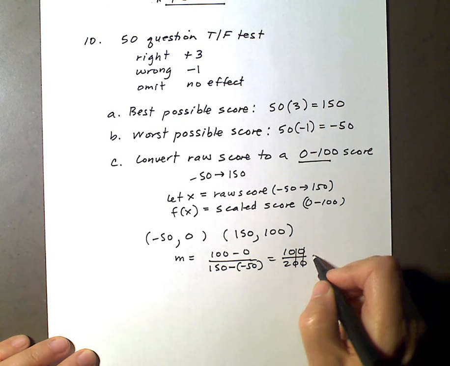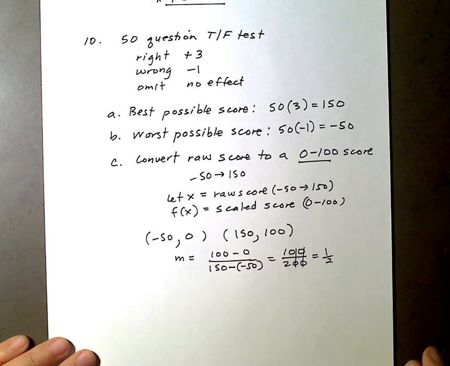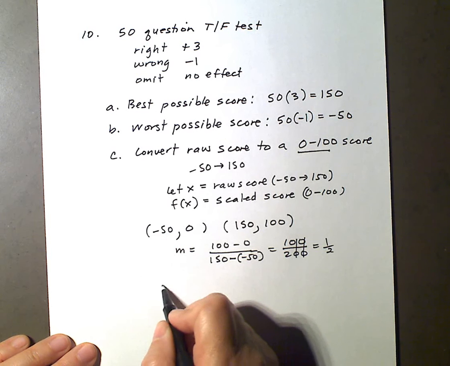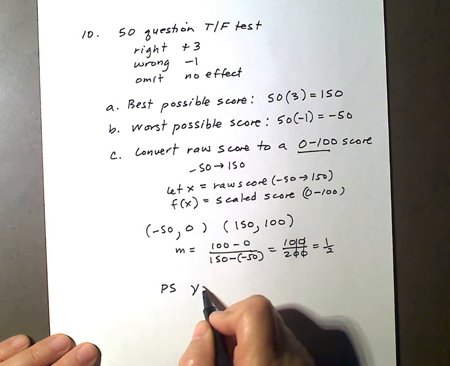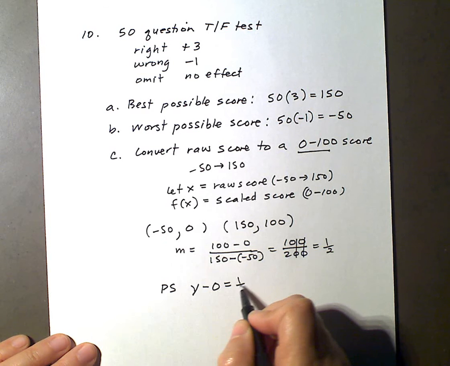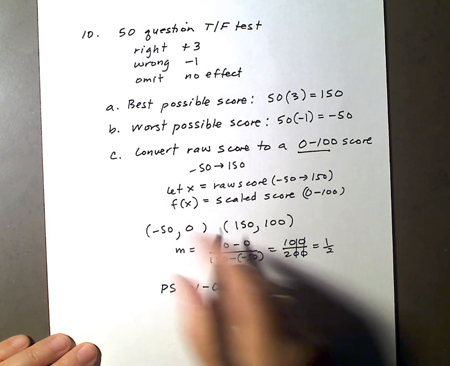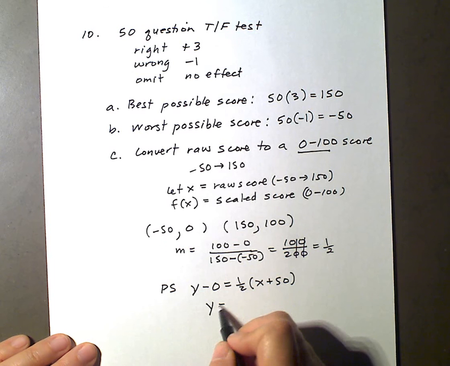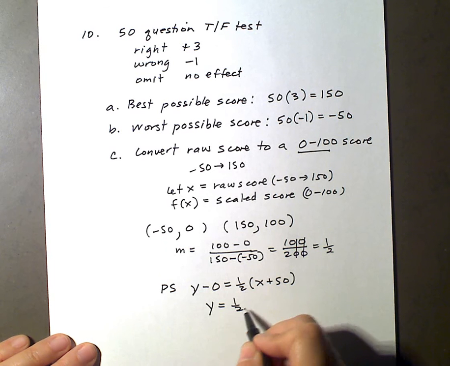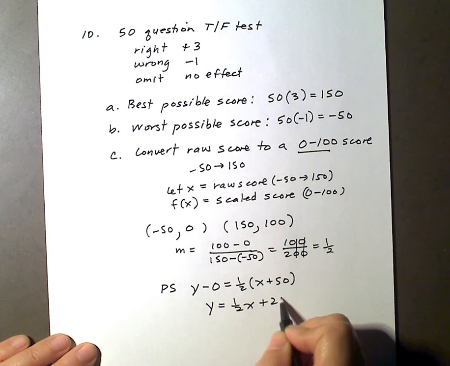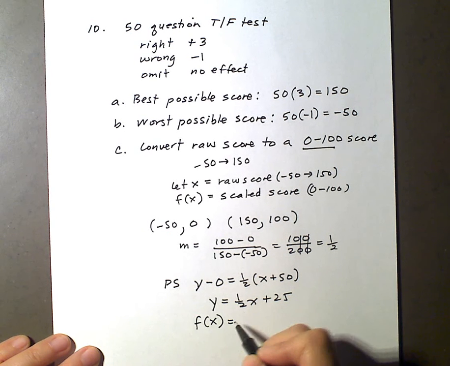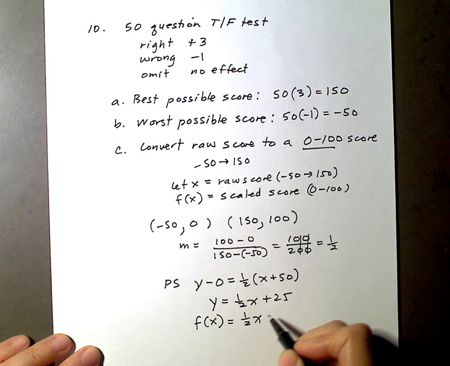so 1/2. And then if I pick one of the ordered pairs, this one's easy, and use point slope form. So I'll say y minus 0 is 1/2 times x minus -50. And so y is equal to 1/2 x plus 25. So in function form, using f of x, it's 1/2 x plus 25.